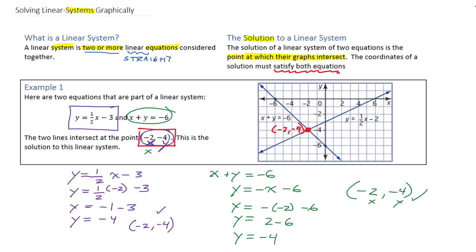So if a point's on both of those lines, it must be the point that they intersect at. Graphically, we can see that right here. That point is there, and that point is there. It's the same point, so that's the point where they intersect. And that's what we mean by a solution. Graphically, a solution is just the point of intersection. Algebraically, it's the point that satisfies both equations. When we sub in the x, we get out the y.